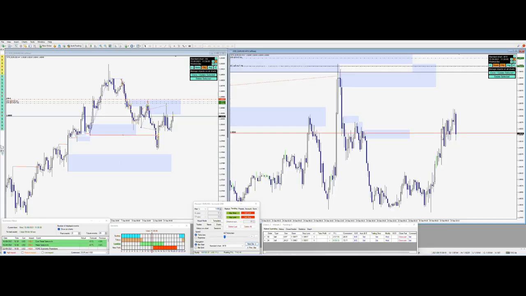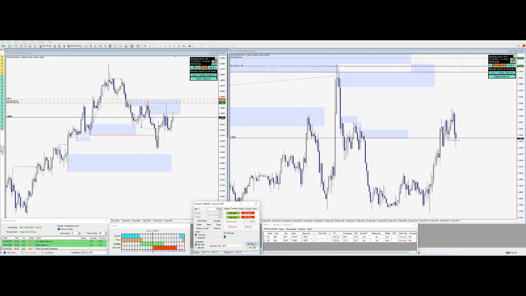Have we had a bearish CHoCH? I don't think we have just yet. So I need to see this logo here. Well, not yet. Let's wait for another candle. Okay, now we have.